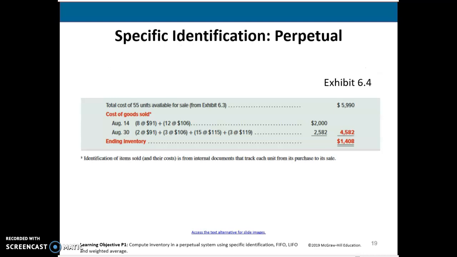And here's an example of that. What we see, we have an item that we're matching with a specific purchase, and we need to record the sales of exactly what we sold and when. So, for example, if each bike had a serial number that could be used to track our costs and compute cost of goods sold. They give us an example here that we had 55 units available for sale, which gave us a total of $59.90.